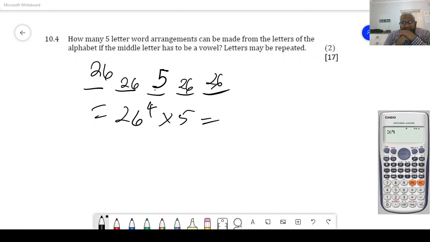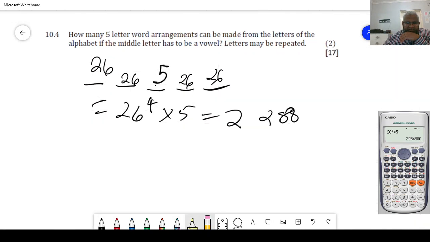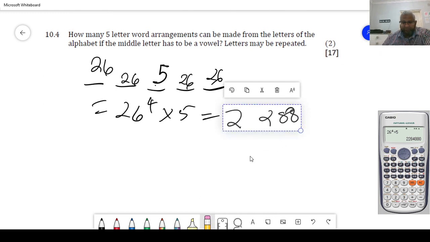As you can see, the calculator is lagging. So it's going to give you an answer of 2,282,880. It's 2,288,880. 2,284,000. Okay, so that is wrong again. Just delete that.